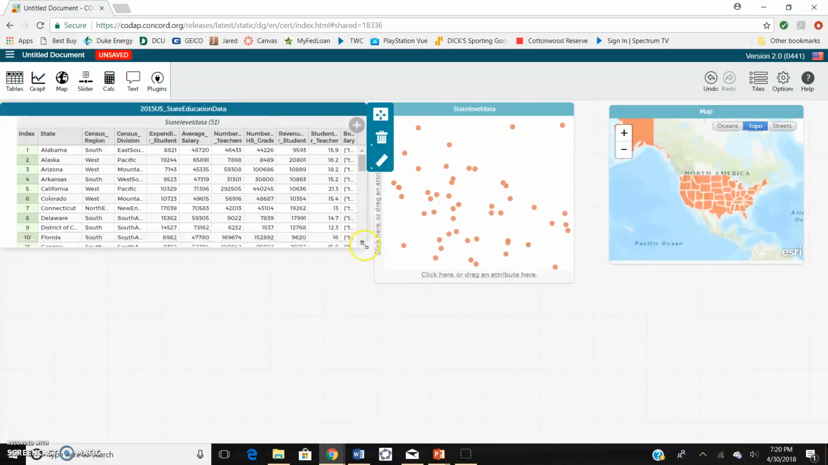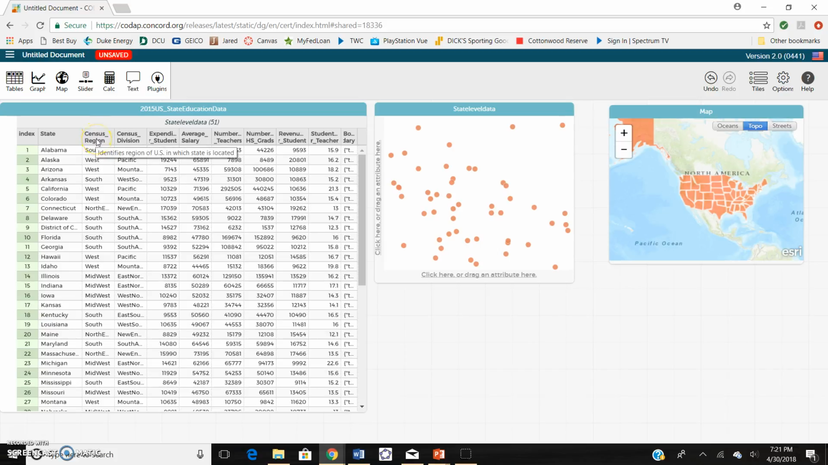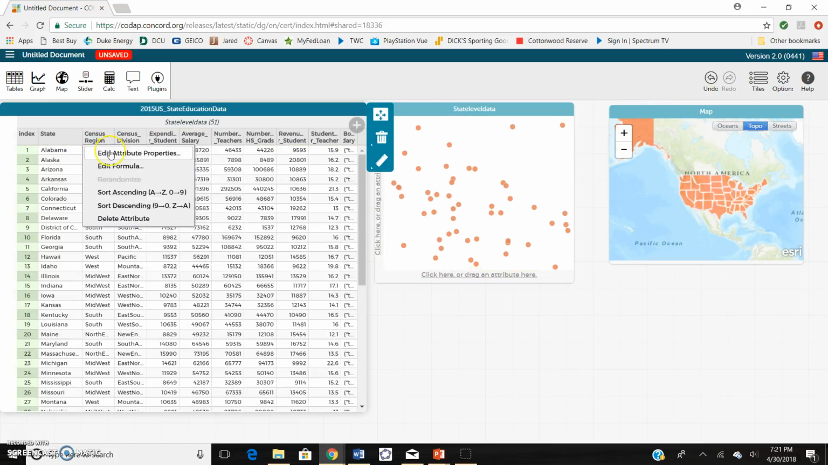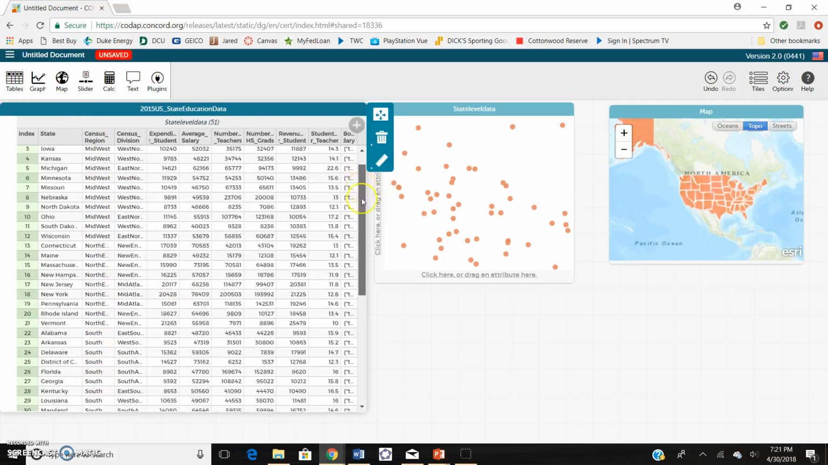To organize things a little more, I want to look at more of the data at once so I can expand that. And today I am going to compare the South and the West regions of the United States. So there's a lot of data here about the Northeast and the Midwest, and I don't need to look at that because that's not what I'm focusing on. So I can come into the census region and organize these in alphabetical order so I can select what I do and don't want to see.